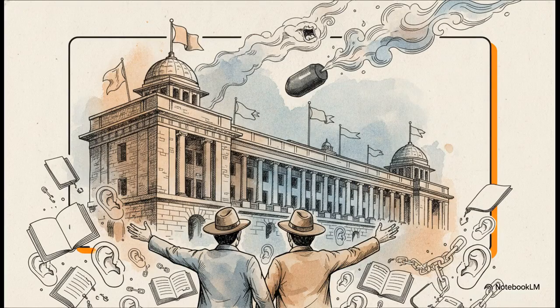To make the deaf hear. That was the powerful rationale given by Bhagat Singh and Batukeshwar Dutt when they threw those bombs into the Central Legislative Assembly in April 1929. The bombs were deliberately designed to be harmless. Their goal wasn't to kill anyone, it was a loud, unavoidable protest against draconian new laws. They wanted to force both the colonial government and the public to finally pay attention.